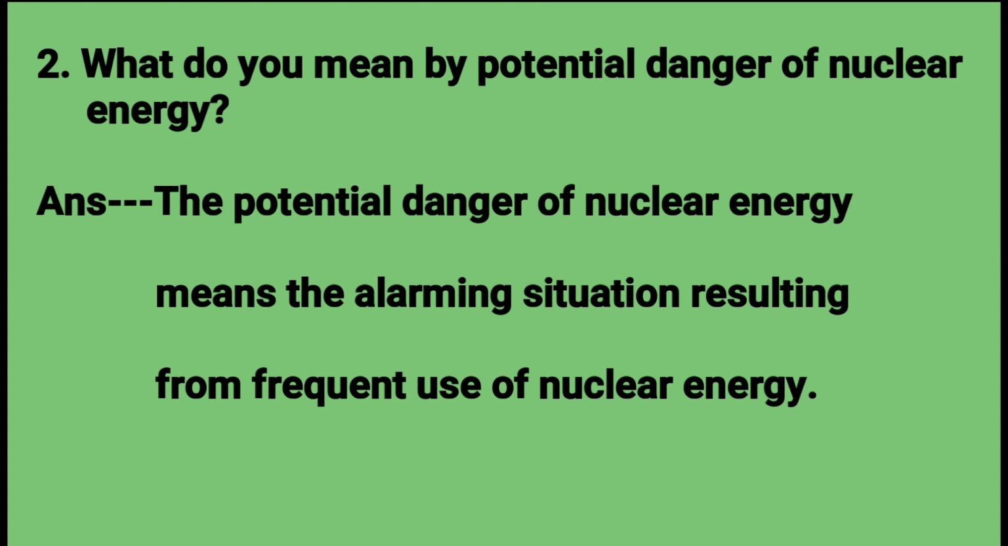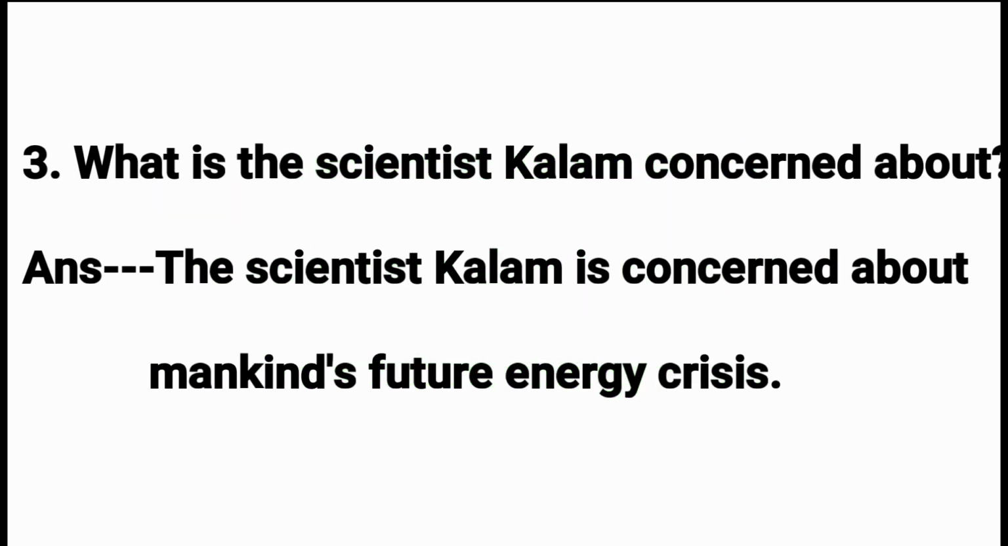Well, number 2, what do you mean by potential danger of nuclear energy? Answer: the potential danger of nuclear energy means the alarming situation resulting from frequent use of nuclear energy. Dear students, for all the questions you have to read the passage carefully. Number 3, what is the scientist Kalam concerned about? The answer was clearly mentioned in the passage. Well, the answer is the scientist Kalam is concerned about mankind's future energy crisis. I have also given this information in my summary.